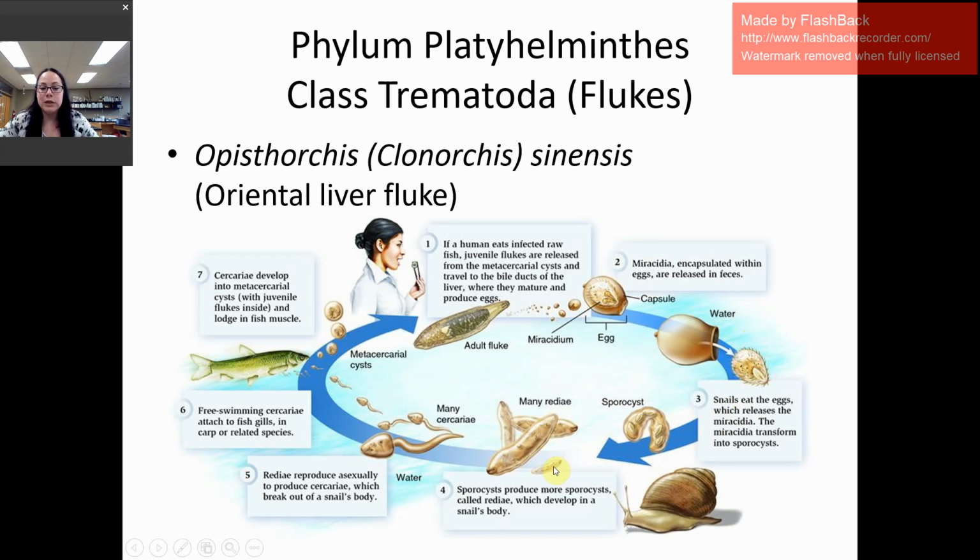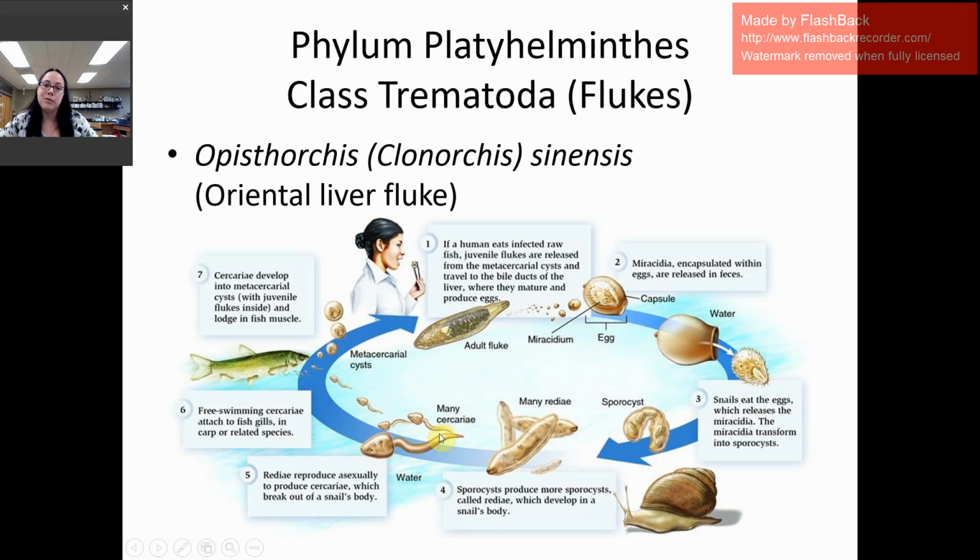And then eventually it becomes another stage that we call the redia stage, that is over here. And those are going to reproduce inside the snail and be released in the water. And when they are released in the water, they form what we call the cercaria, which are those structures here. They have like a head kind of structure, and then a tail, a flagellum that allows them to swim in the water. And then when they swim in the water, they want to find the next host.